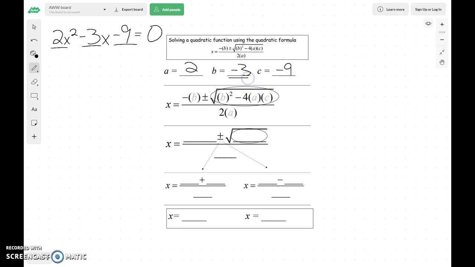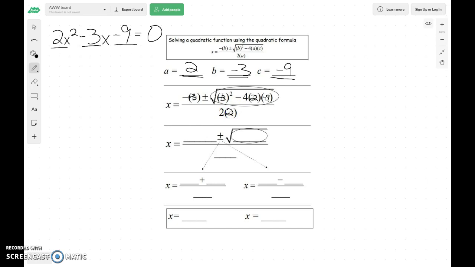So when we work this problem out, when we substitute everything in, we've got negative B. B is going to be negative 3. So we're going to write in a negative 3, plus or minus the square root of B, which is negative 3, squared minus 4 times A, which is 2, times C, which is negative 9. And then on bottom, we've got 2 times A, which is going to be 2.